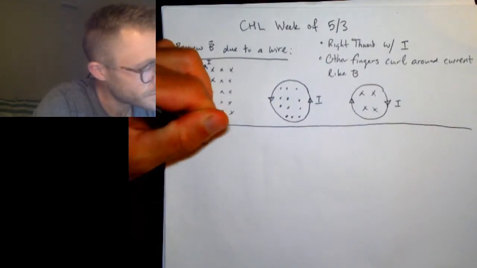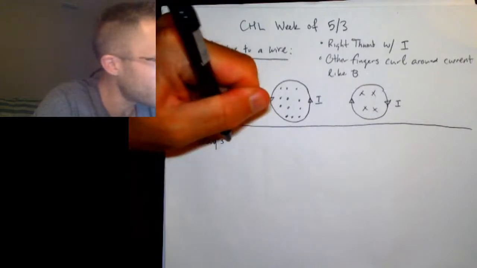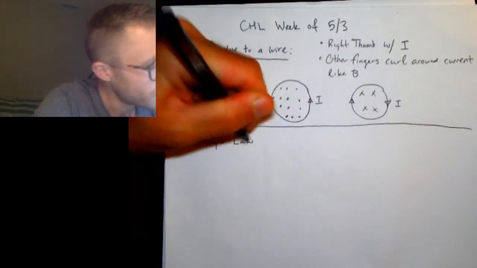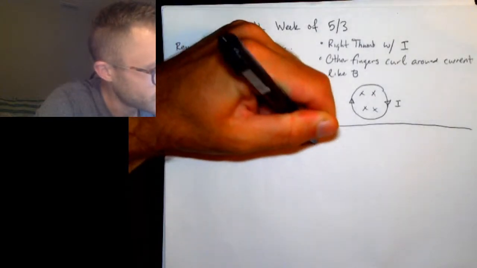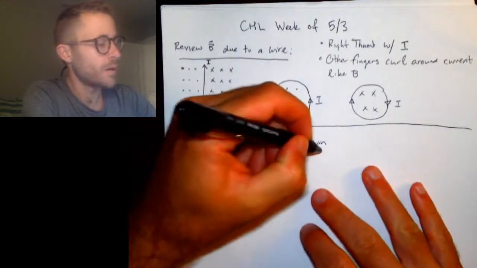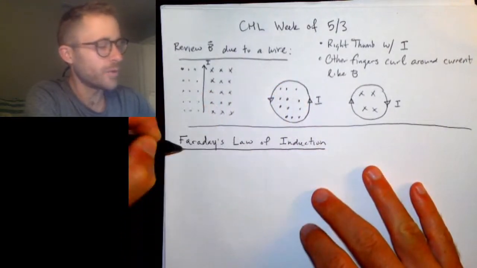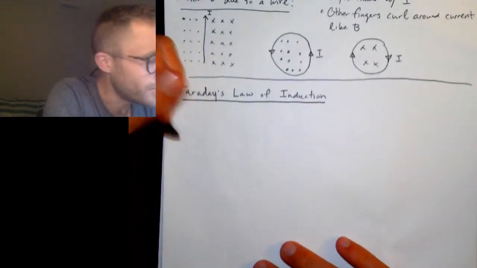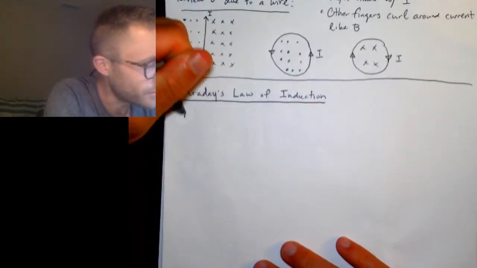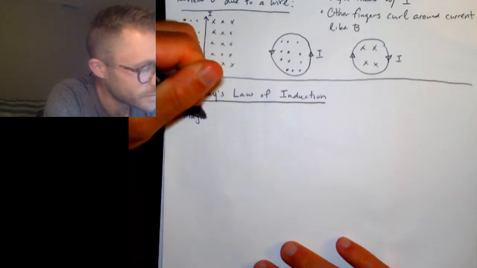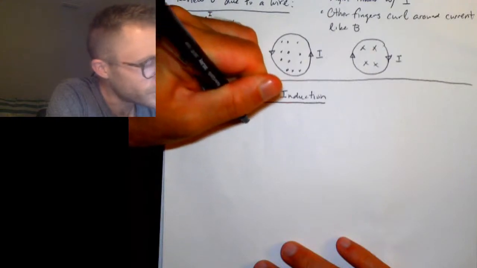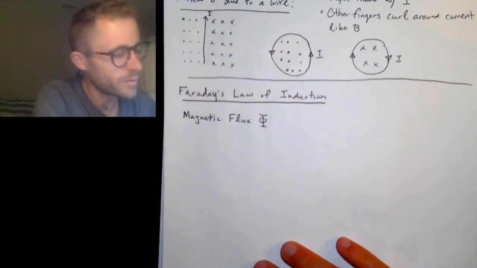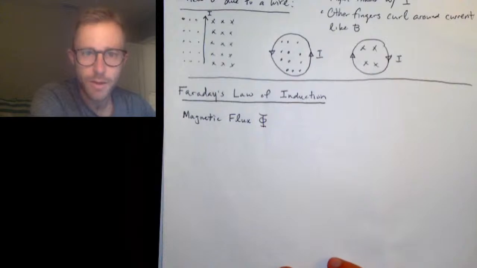So what we're going to be talking about today is something called Faraday's law of induction. A really important part of Faraday's law of induction is the concept of magnetic flux, which is denoted by the capital Greek letter phi.